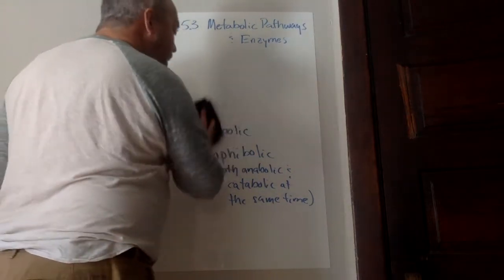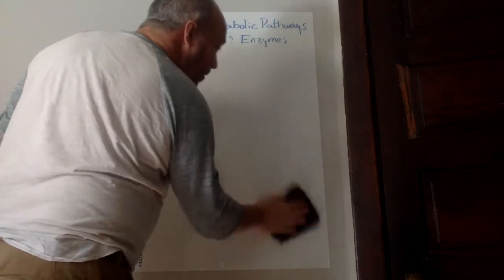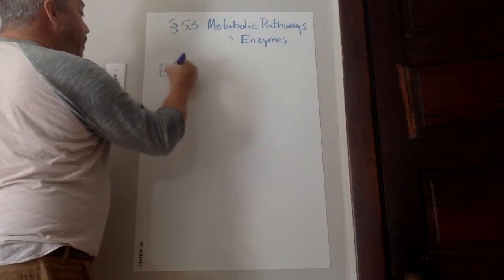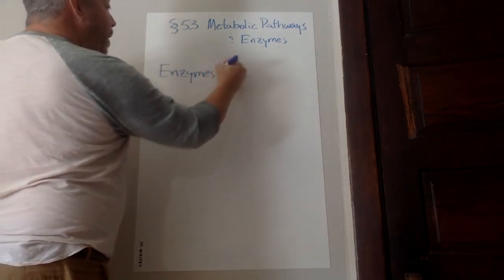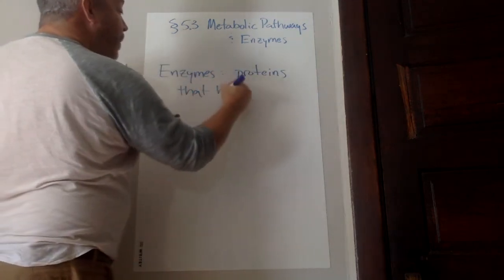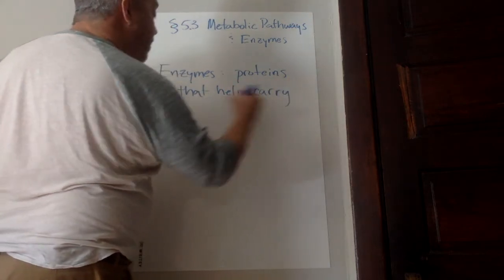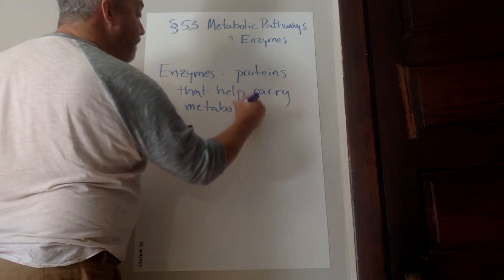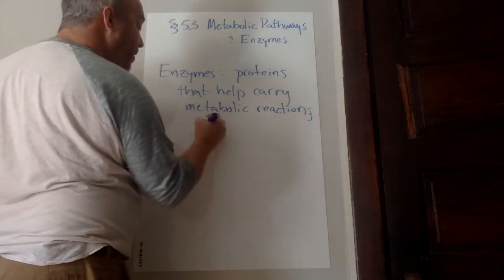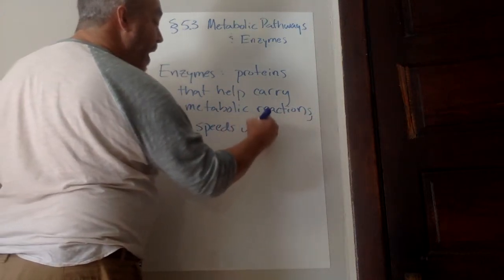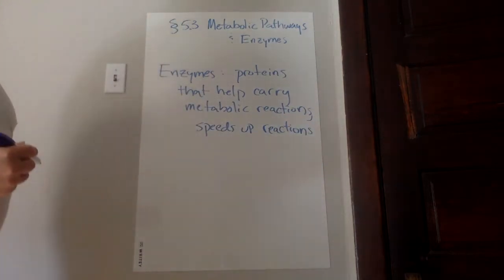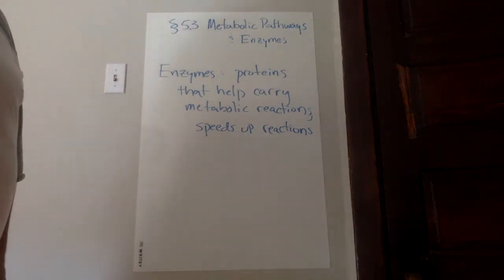Now, it turns out that most of the metabolic reactions that you have need a helper molecule. And this is where enzymes come in. So, enzymes are proteins that help carry out metabolic reactions. And in the process, this speeds up reactions. Turns out all the metabolic reactions that occur in your body will happen, just not at a pace that's allowing you to stay alive.